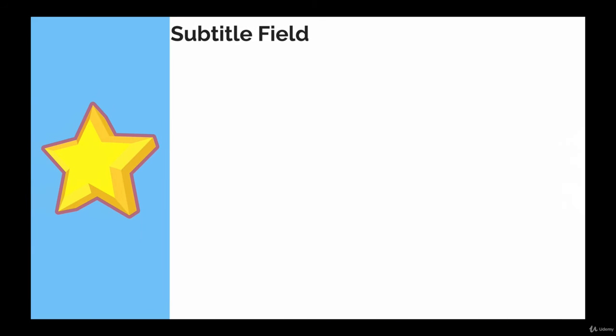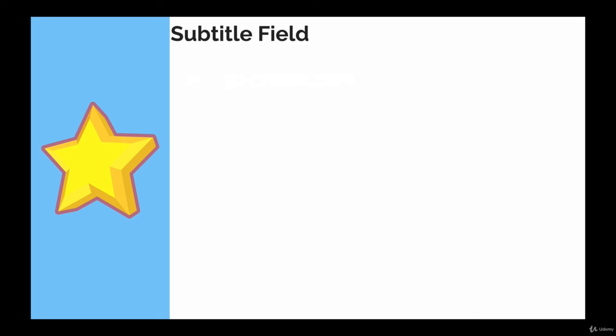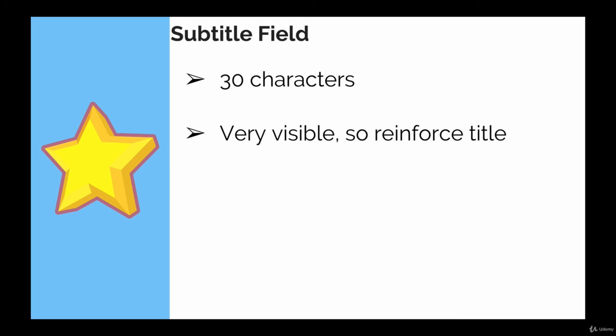The other thing that is important is now there is a subtitle field. I'll show you how that looks. This is an example of a web version of an app, and this is the subtitle. See, it appears right under the title, and you also want to use keywords here, but you can also be smart about it. You get 30 characters that you can use, so it's not very long, and it's very visible right under the title.